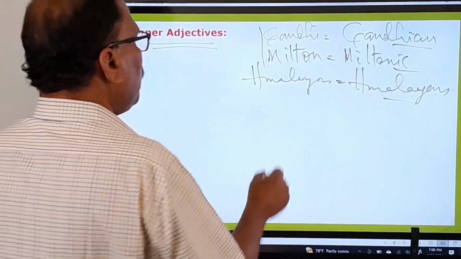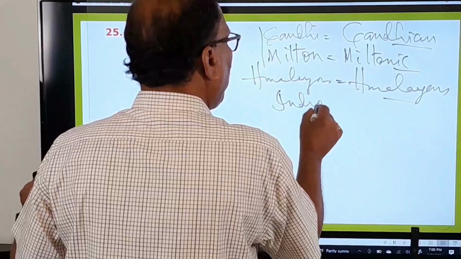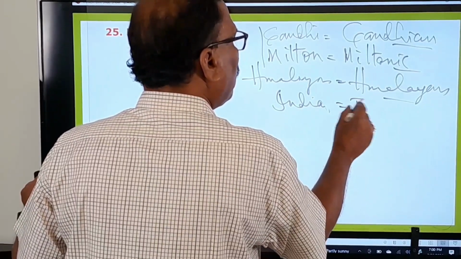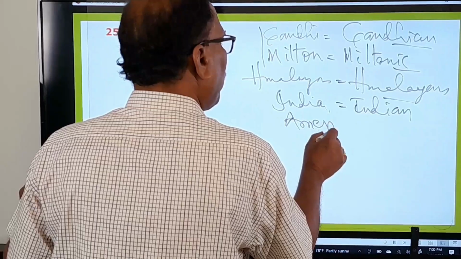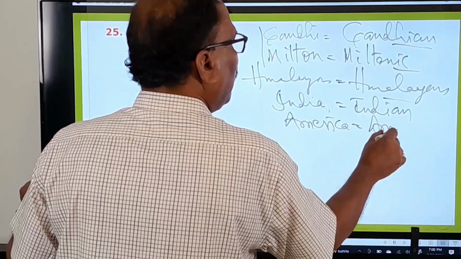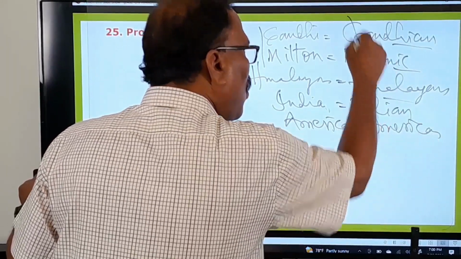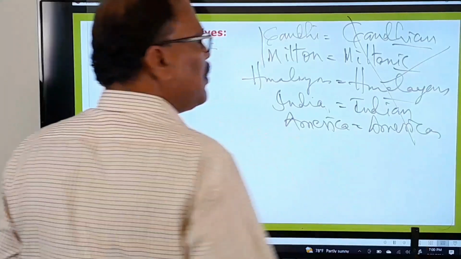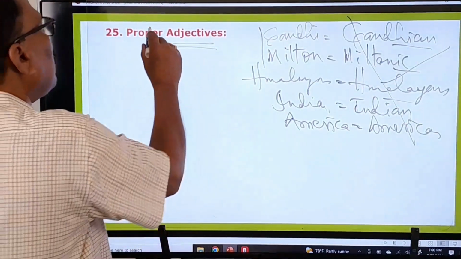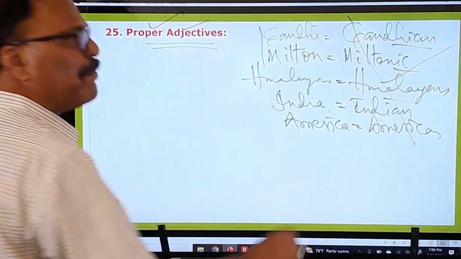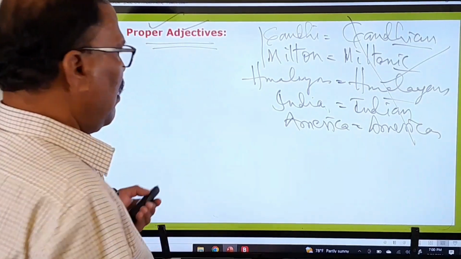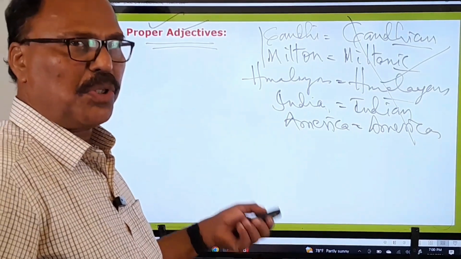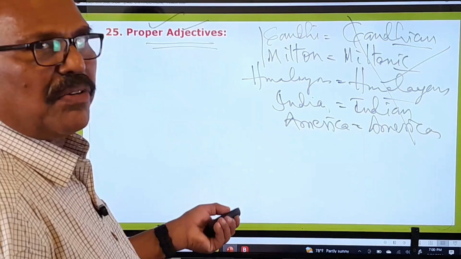You know very well. Similarly, India is a proper noun. Indian. America is there. American. So these are all proper adjectives. All the proper adjectives must be capitalized. That's what he wants to tell you in this rule. And I think I have already told you about this. Anyway, once again you can learn it.